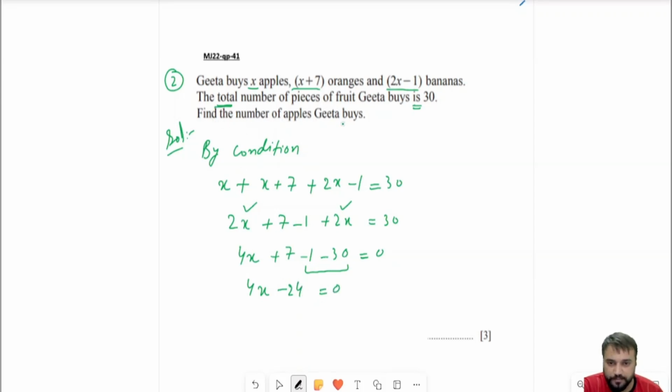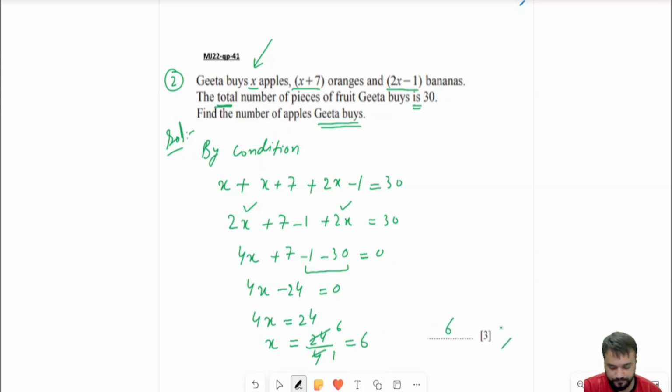Find the number of apples Geeta buys. Number of apples is denoted by x. So we need to calculate the value of x. So we are solving this equation. Here we have 4x is equal to 24. x is equal to 24 over 4, and 4 times 6 is 24. So our answer is 6.